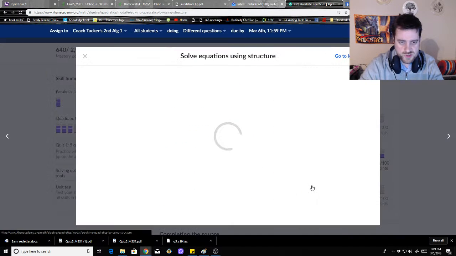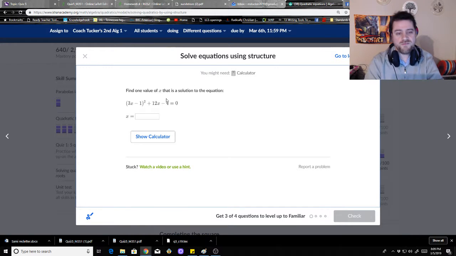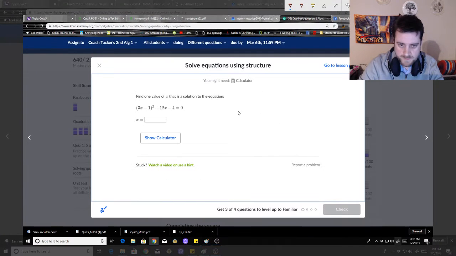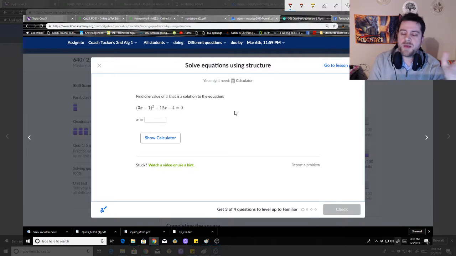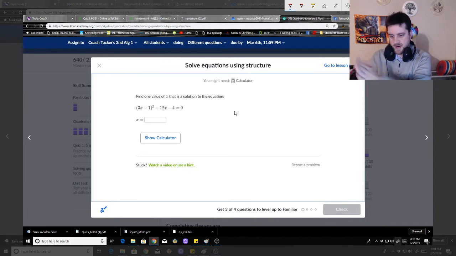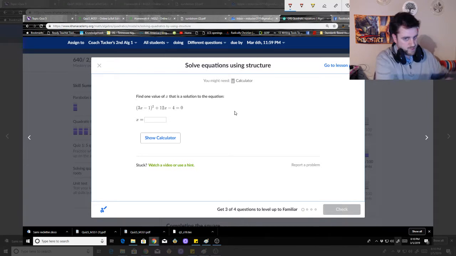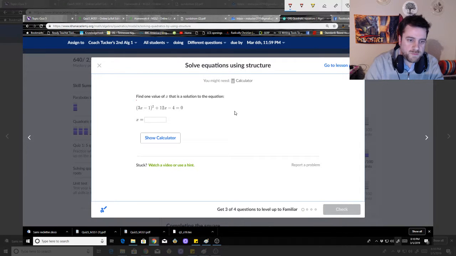Solving equations using structure. Let's look at this one. It says find one value of x that is a solution to the equation. So let's pull out our pen here. All right, so we need to find one solution of x on this. There's a bunch of different ways you could work this problem. I'm going to work this one the way I think most of you should probably work it, and that's blow this thing up and get ax squared plus bx plus c equals 0.